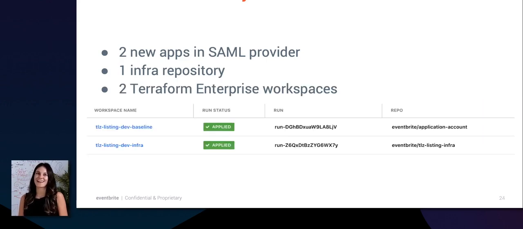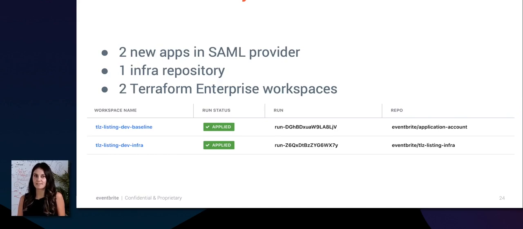Last but not least, as a developer on the event listing domain team, upon accessing my TFE instance, I now have access to two workspaces. I have read access to the baseline enterprise workspace and write access to the infra enterprise workspace. My infra workspace is linked to the repository I was just vended. Of note, this repository already has the Terraform code to import the remote state of the baseline workspace.